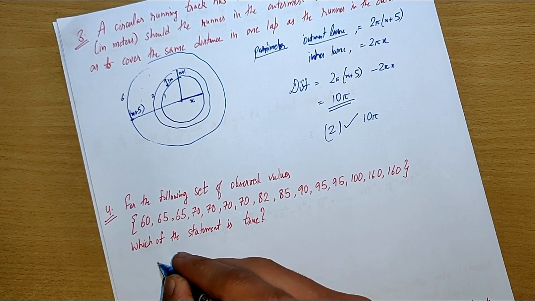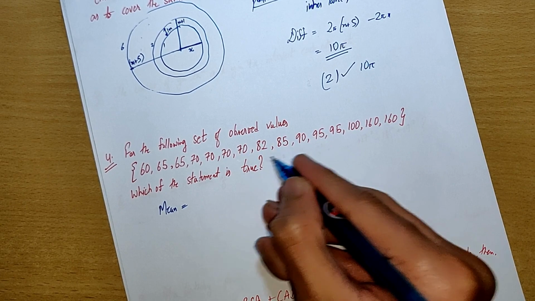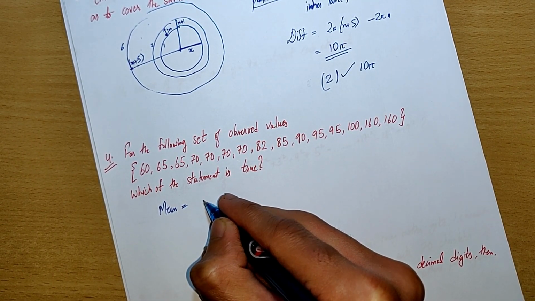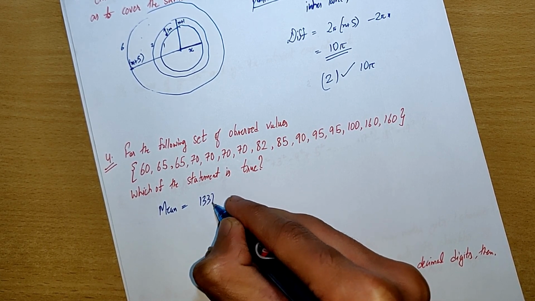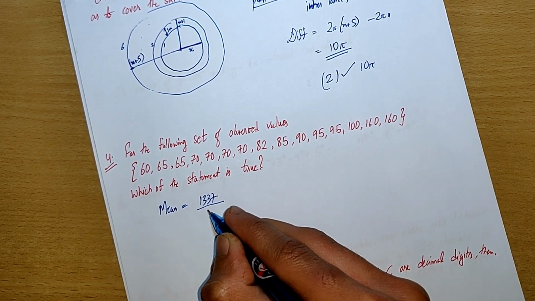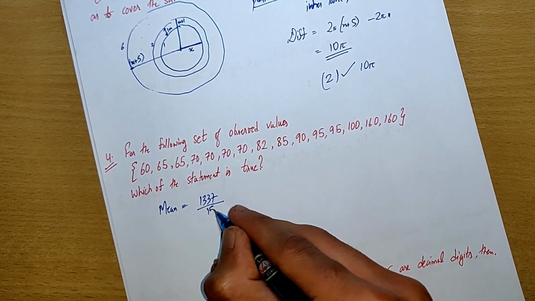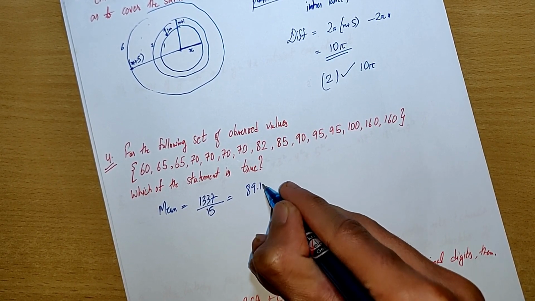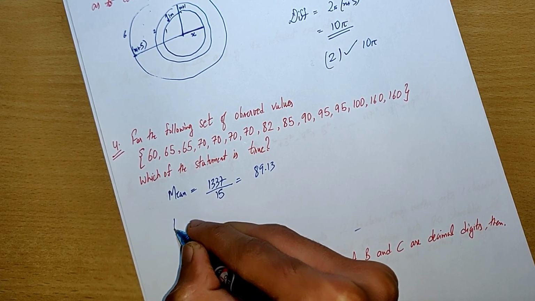First we have to calculate the mean, the sum of all the values divided by the number of values. Total 15 values are given. If we do the sum of all values, it comes out to be 1337, and the total number of observed values is 15. So we divide, and we get 89 point something.